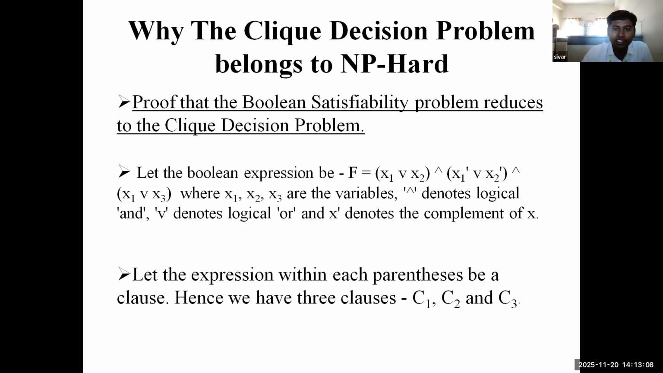Once we look at the Boolean expression f equal to (x1 or x2) and (x1 bar or x2 bar) and (x1 or x3), where x1, x2, x3 are the three variables, and the cap denotes logical AND and v denotes logical OR. Now we are going to prove why the clique decision problem belongs to NP-hard.